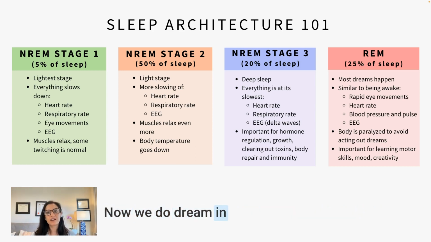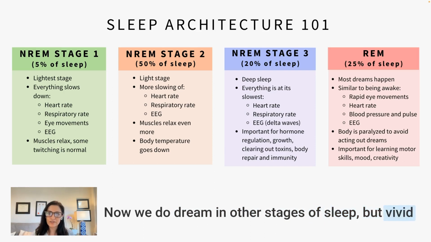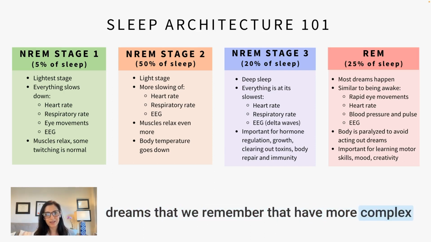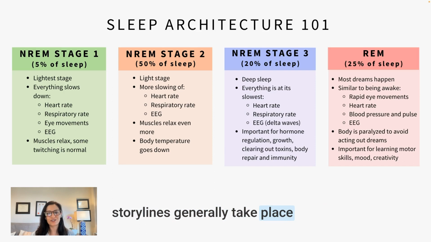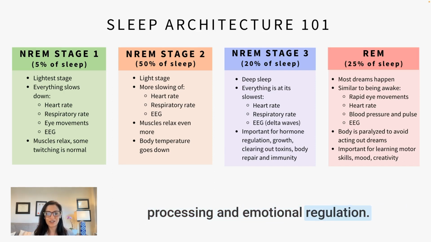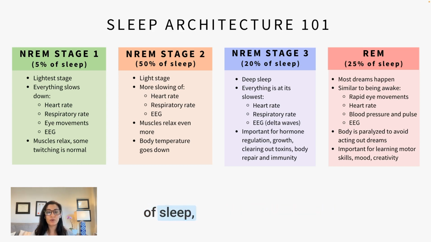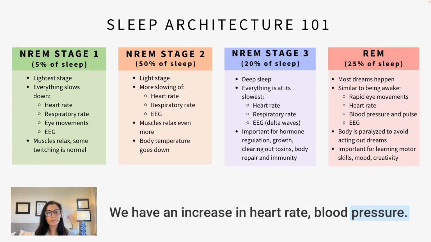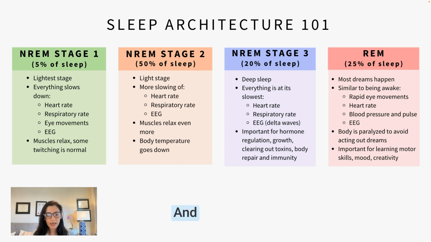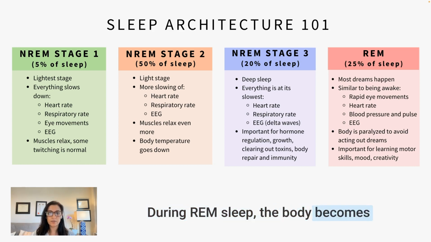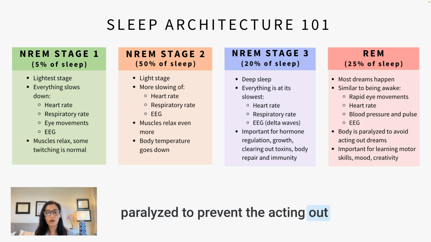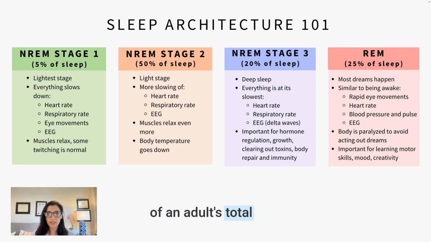Now, we do dream in other stages of sleep, but vivid dreams that we remember, that have more complex storylines, generally take place during REM sleep. REM sleep is important for cognitive processing and emotional regulation. As the name implies, during this stage of sleep, we get rapid eye movements. We have an increase in heart rate, blood pressure, and EEG activity. And again, it's very similar to the physiology of wakefulness. During REM sleep, the body becomes paralyzed to prevent the acting out of dreams. And REM sleep comprises about 25% of an adult's total sleep architecture.